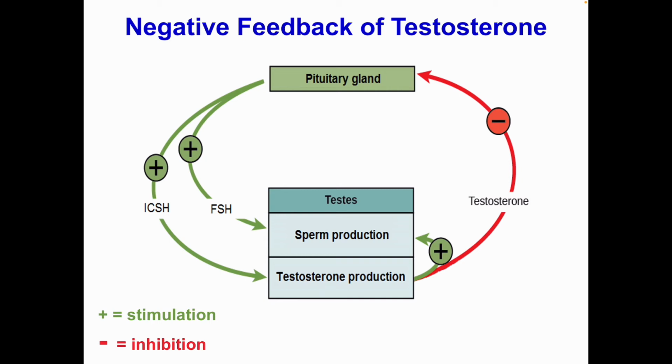However, testosterone has an inhibitory effect on the pituitary gland. When the levels of testosterone get above a certain point, this will inhibit the pituitary gland and prevent the release of FSH and ICSH. Because of the reduced levels of ICSH, testosterone production from the interstitial cells will fall, and the levels of testosterone in the blood will fall.